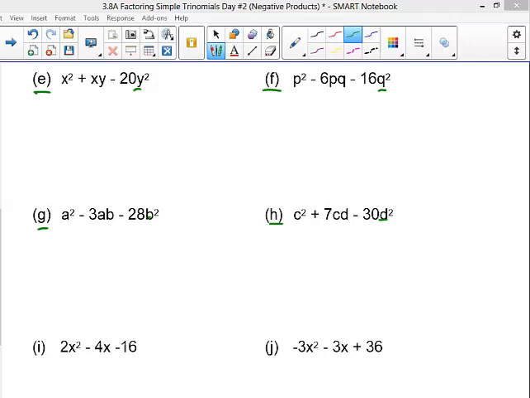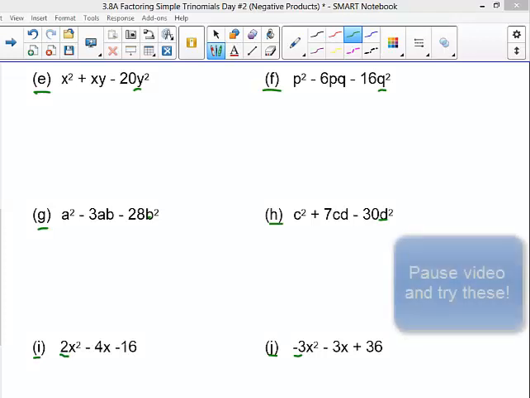With I and J, don't forget to common factor first. Okay, we have this awkward number 2 in front and this awkward number negative 3 in front. We have to factor that out. We have to common factor it first. So with those hints in mind, I want you to go ahead and try all 6 of these problems. Pause your video, and the answers will appear.